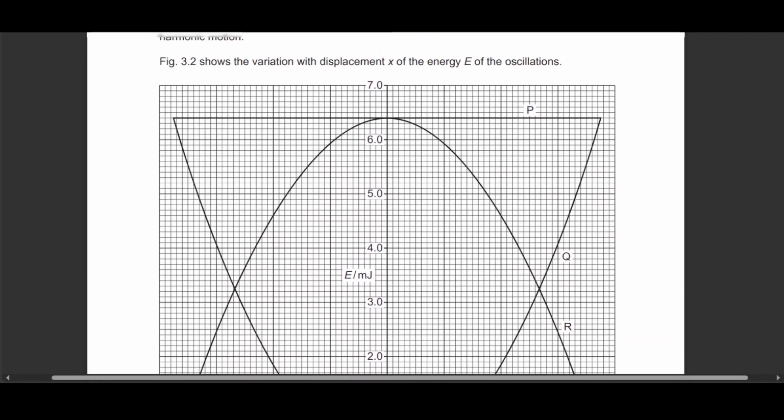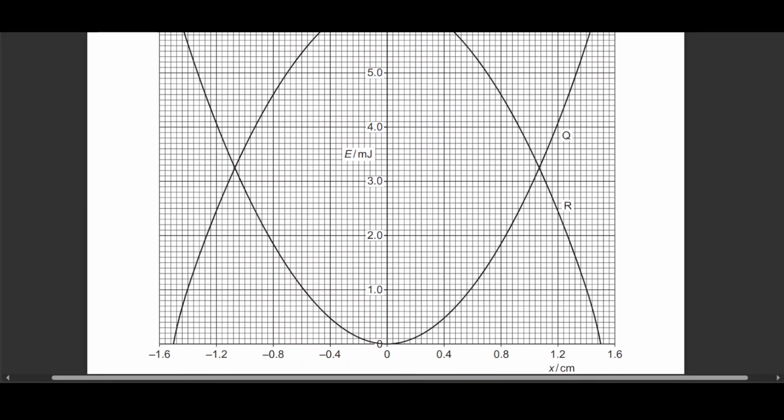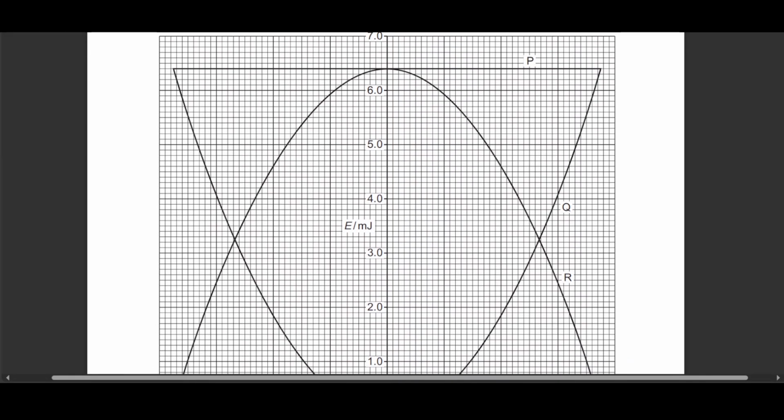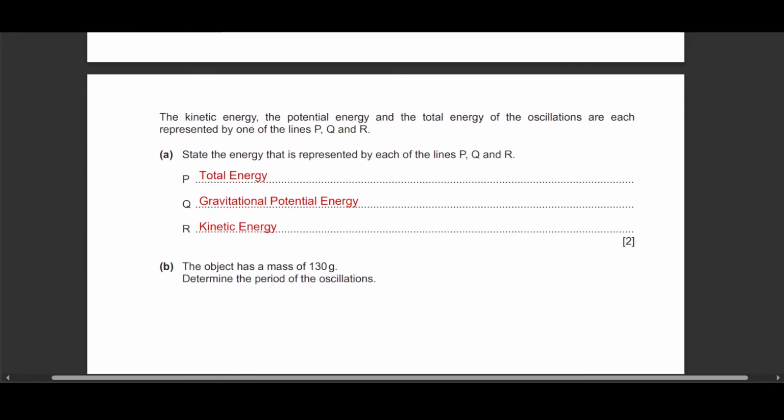This is a graph. He says energy E with reference to x. All right. So there is P, there is Q, and there is R, right? So we have to recognize where these systems are going to have these energies, which is the next question. He says, state what energies they are. So P is total energy, Q is gravitational, and R is kinetic.